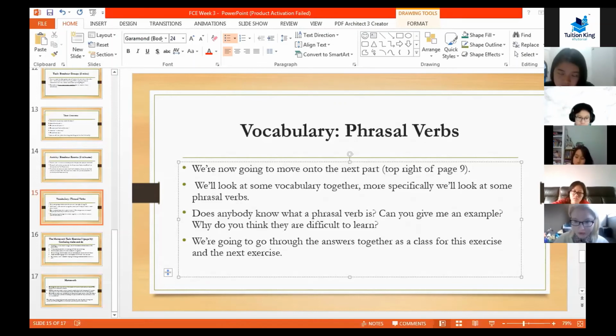Number 4, to go on. Does anyone know what go on means? Continue. Can you say it again, please? Continue. Exactly. So to continue. Precisely. Well done. Number 5, to wear out. Does anybody already know what this means?